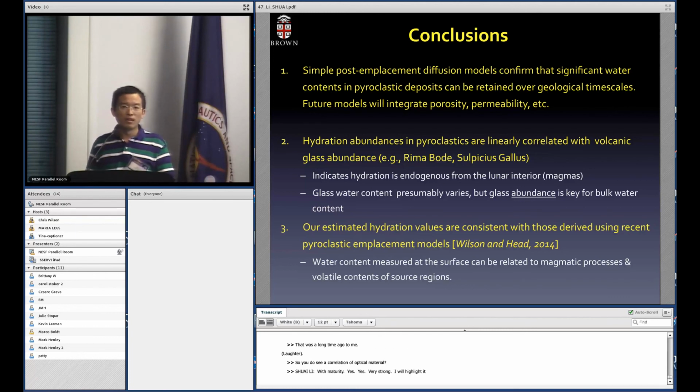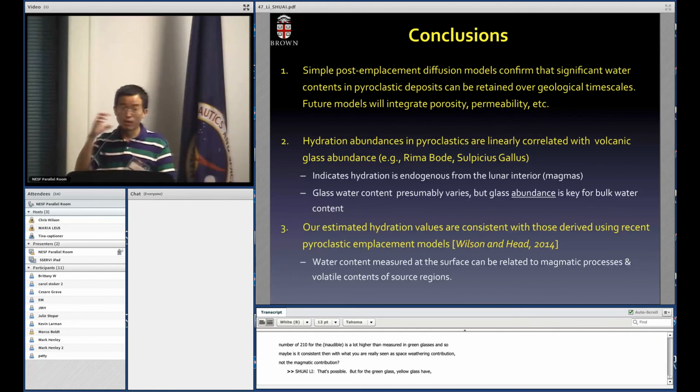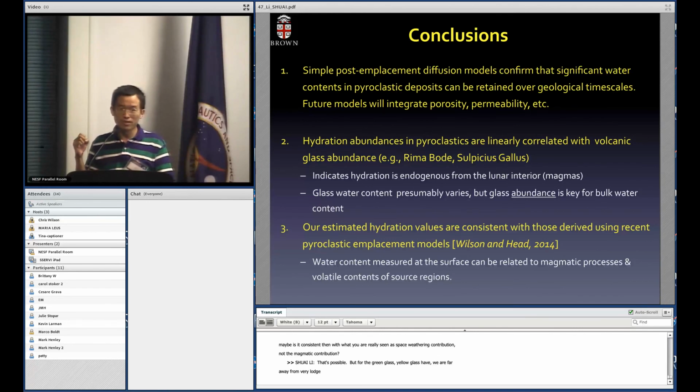Jeff Taylor, University of Hawaii. You may have just answered this question, but this number of 210-ish that you get for the abundance is a lot higher than measured in orange glasses and green glasses. So is this consistent with what you're really seeing being the space weathering contribution, not the magmatic contribution? That's possible, but the green glass and the yellow glass we have are far away from very large pyroclastic deposits. So I don't think that they are representative enough.